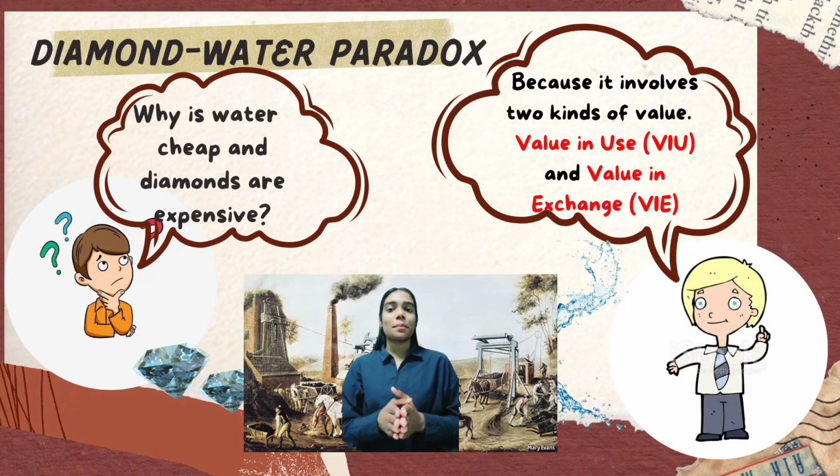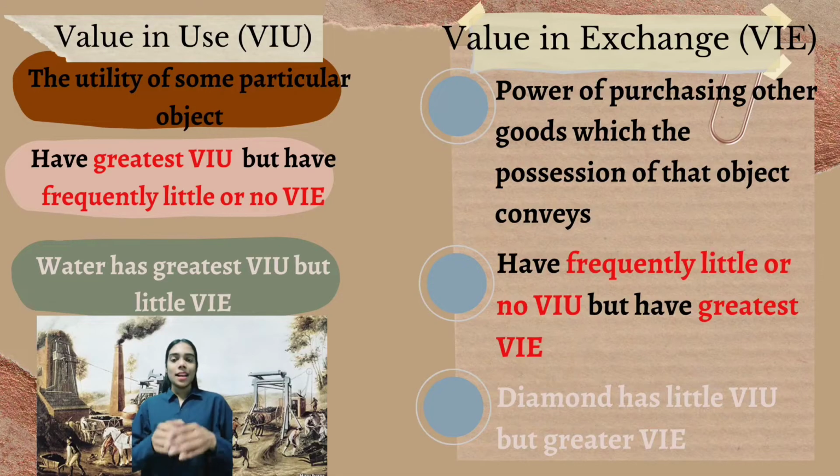The diamond-water paradox is one of Adam Smith's most well-known theories. Why is water so cheap and diamonds so expensive? This is a question on Adam Smith's mind. The answer is that it involves two kinds of value, which are value in use and value in exchange. In simple terms, what do these two values mean?